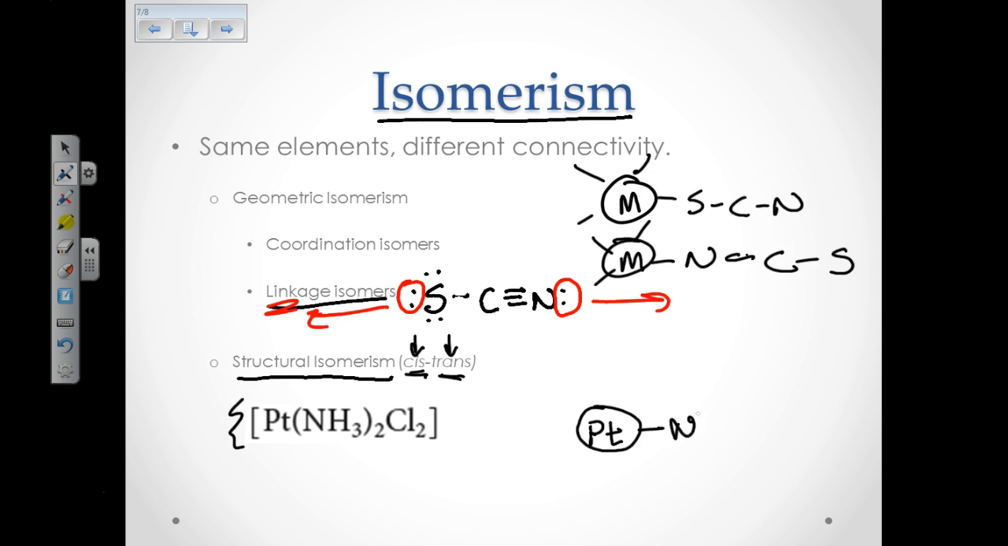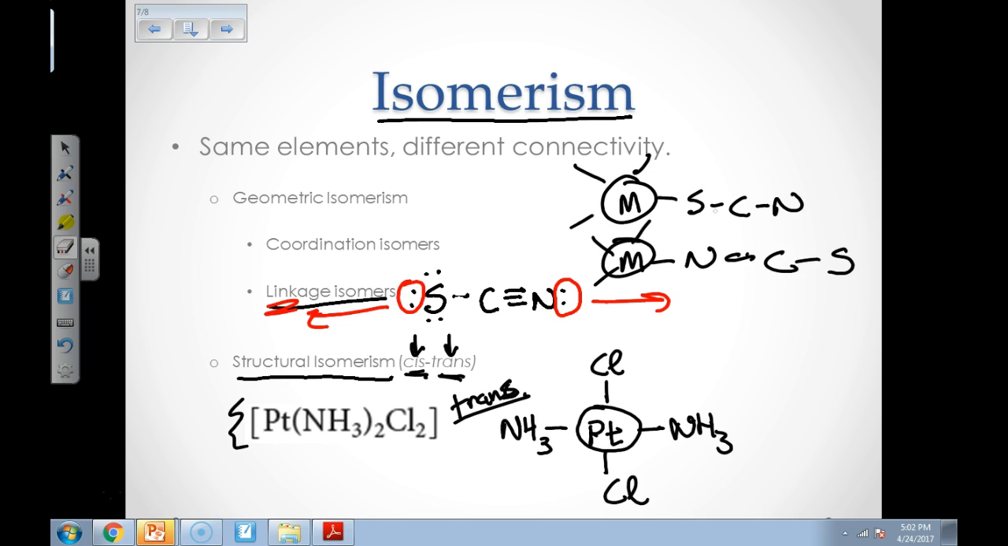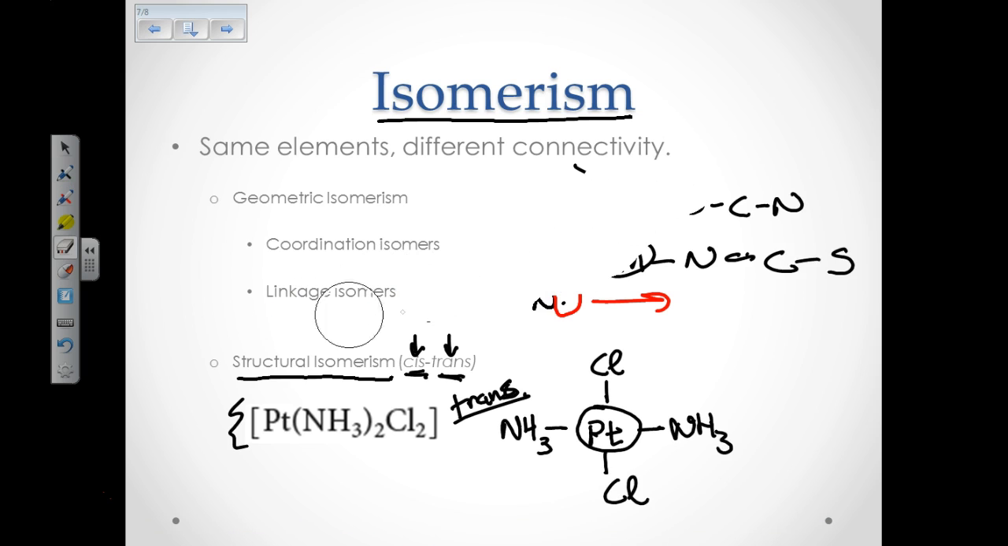Okay, and we can have NH3, Cl, NH3, Cl, and notice that these two ligands are across from each other. That is the trans isomer.